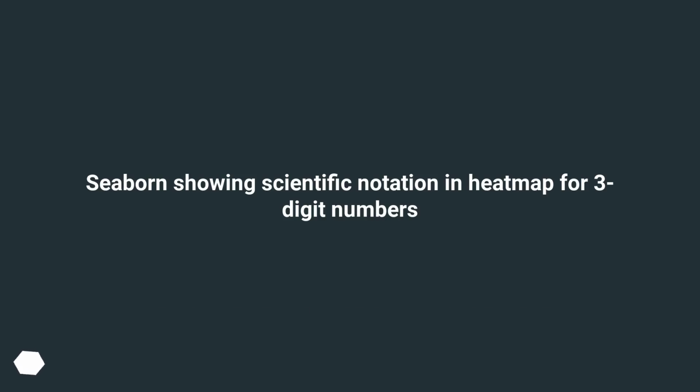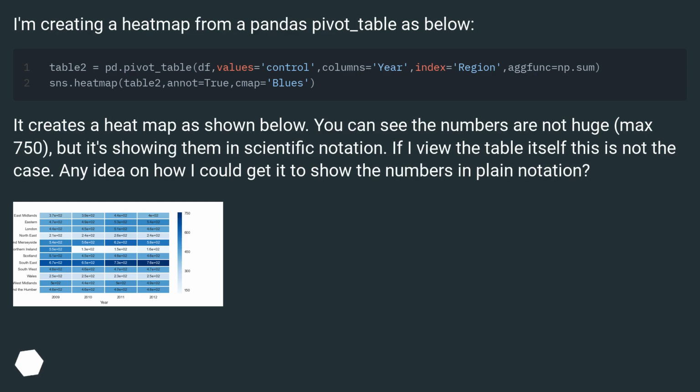Seaborn showing scientific notation and heat map for 3-digit numbers. I'm creating a heat map from a pandas pivot_table as below. It creates a heat map as shown below. You can see the numbers are not huge, max 750, but it's showing them in scientific notation. If I view the table itself, this is not the case. Any idea on how I could get it to show the numbers in plain notation?